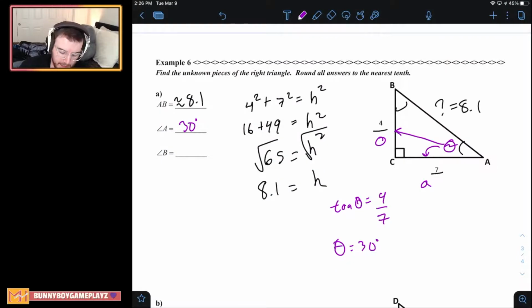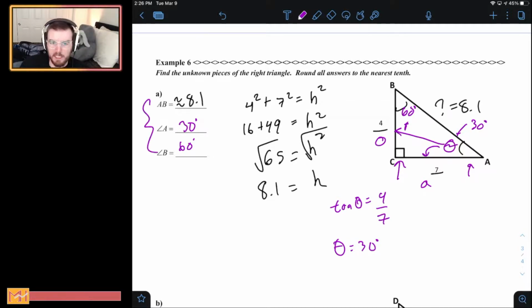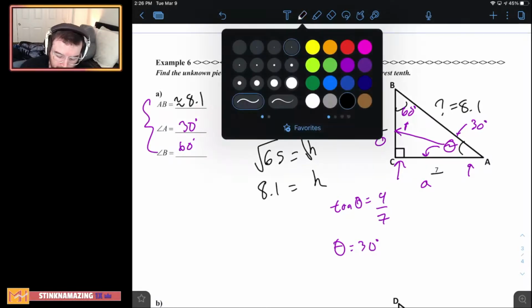That is angle A. And if that is 30, you should kind of instantly know that angle B is 60. Why? Because you know that the three angles have to add up to 180. 90 plus the 30 we just solved for plus 60 adds to 180. And you've solved for all three missing pieces. Let's do it again and we're done.